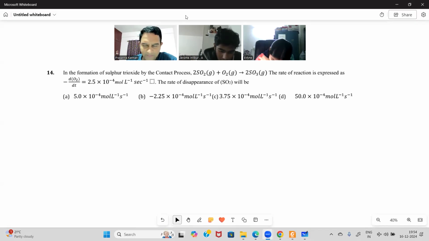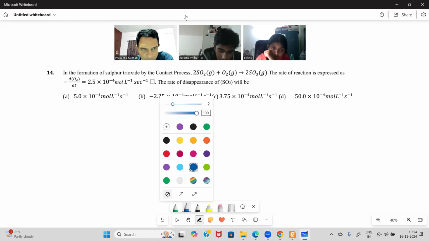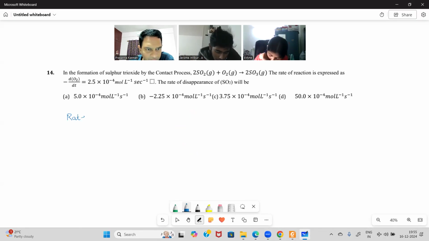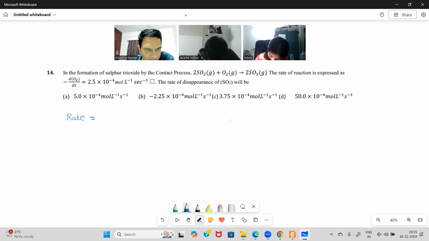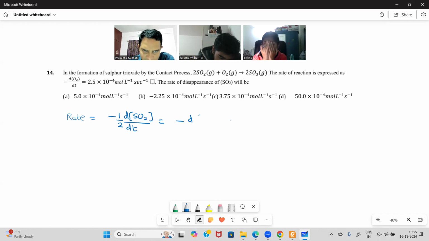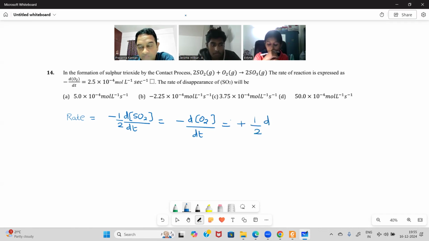Have you got the answer? If you see the rate of the chemical reaction, from the equation, we are clear that it's going to be minus 1 by 2 dSO2 by dt is equal to minus dO2 by dt, which shall be equal to plus 1 by 2 dSO3 by dt. I think that's clear, everybody. Yes, is it clear?